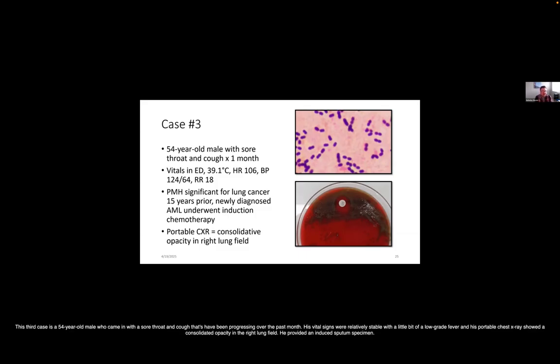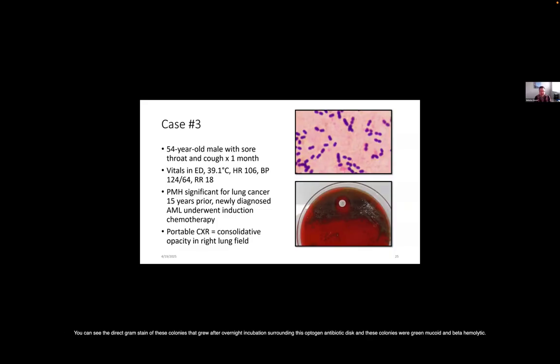This third case is a 54-year-old male who came in with a sore throat and cough that had been progressing over the past month. His vital signs were relatively stable with a little bit of a low-grade fever, and his portable chest x-ray showed a consolidative opacity in the right lung field. He provided an induced sputum specimen. You can see the direct gram stain of these colonies that grew after overnight incubation surrounding this optochin antibiotic disc, and these colonies were green, mucoid, and alpha hemolytic.